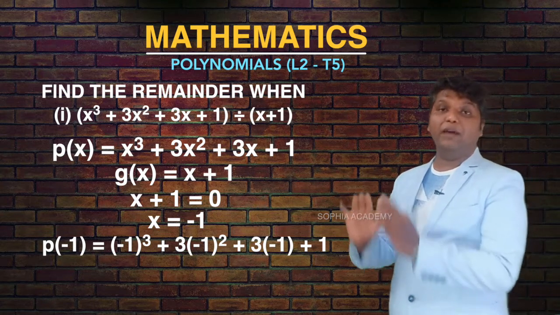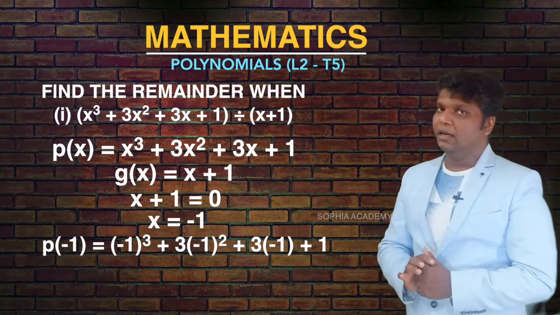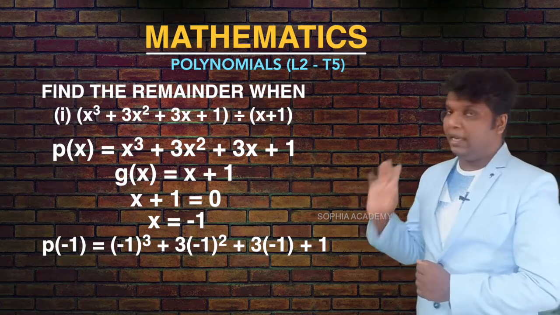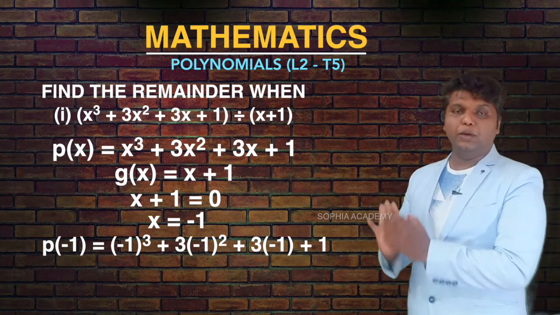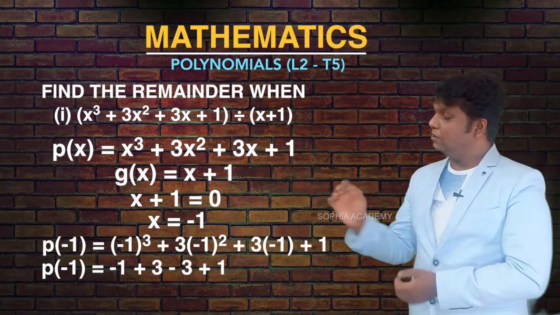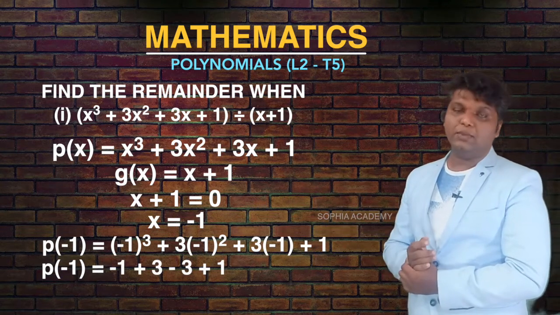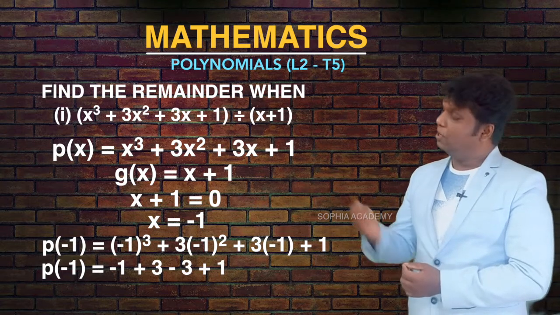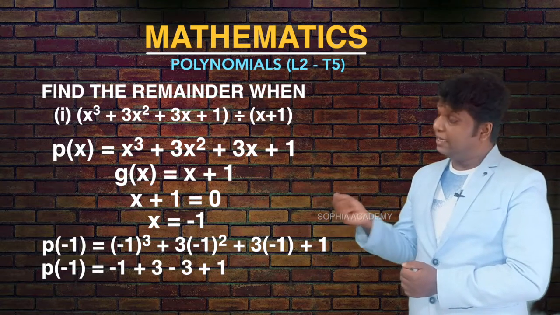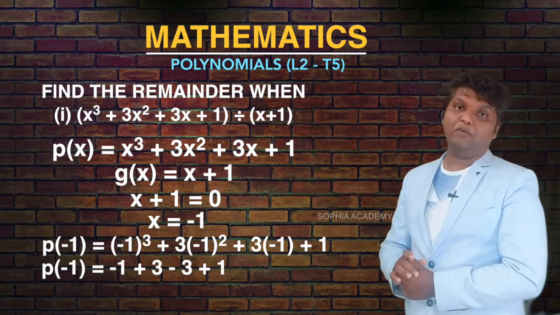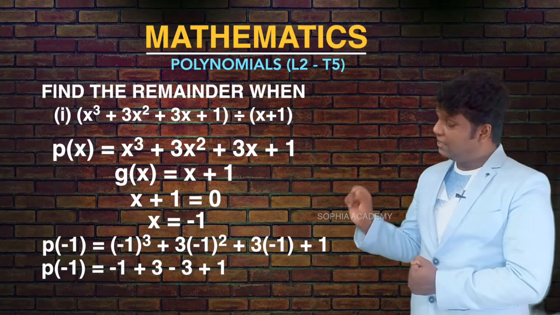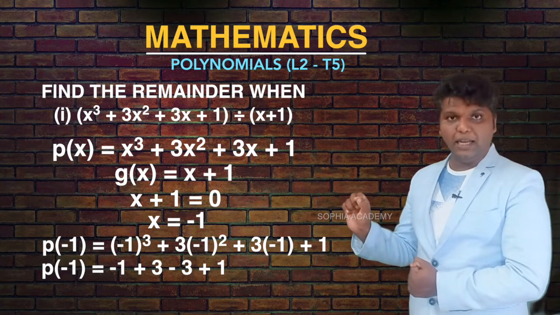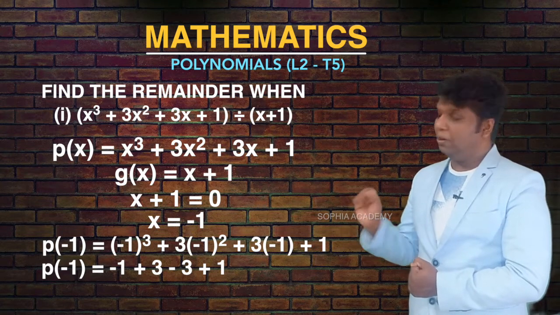Whenever you are substituting the value, it should be within brackets. Last class I reminded you, right? Let me remind you again, because it is so important. You have to put the substituted value within the brackets only. Now that is equal to, what about the cube of minus 1? It is minus 1 itself. So minus 1 plus 3 into, what about the square of minus 1? It is plus 1. So 3 into 1, plus 3 into minus 1, plus 1.